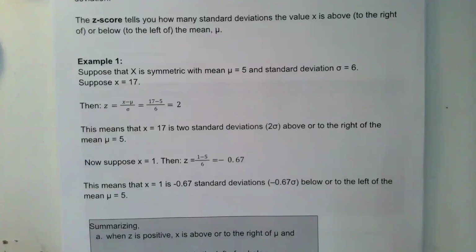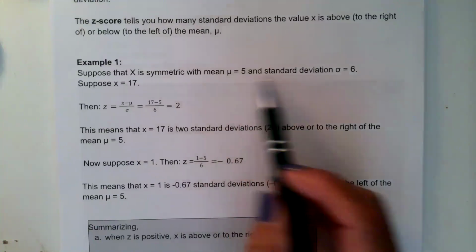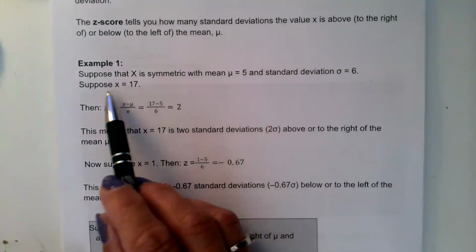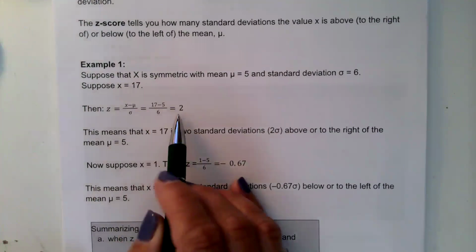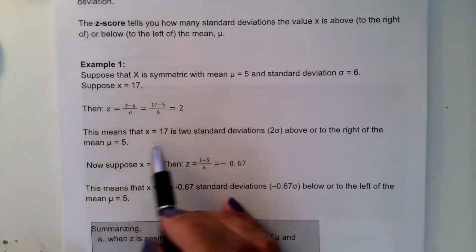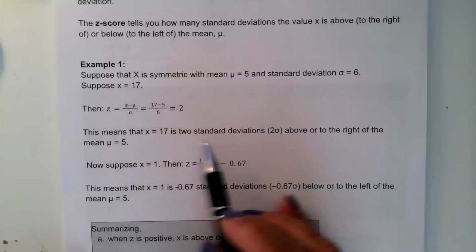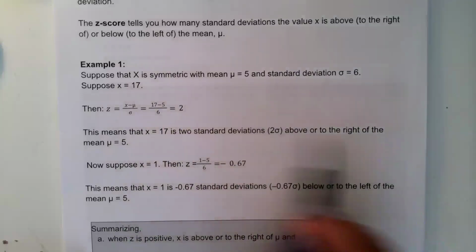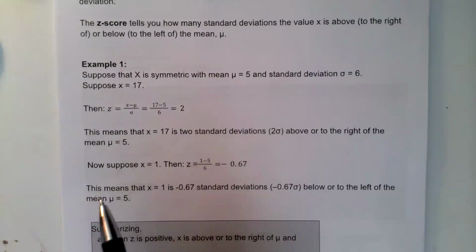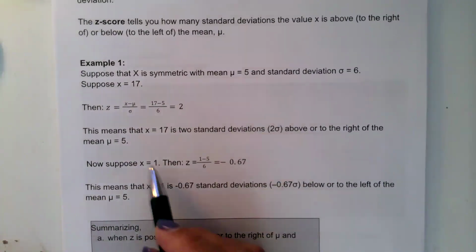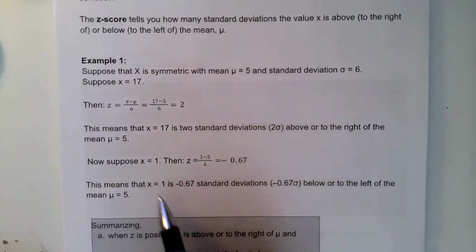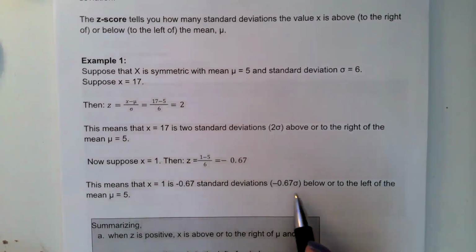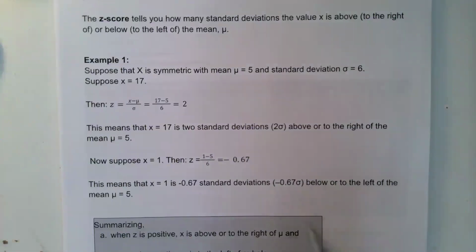So let's recall. If our mean is 5 and the standard deviation is 6, and suppose we have an outcome of 17, the z-score would be 17 minus 5 over 6, which is 2. So this means that the observation 17 is 2 standard deviations above, or to the right of, the mean of 5. Now, suppose with the same scenario, we had an outcome of 1. That z-score would be negative 0.67. That tells us that x equal to 1 is 0.67 standard deviations below the mean.